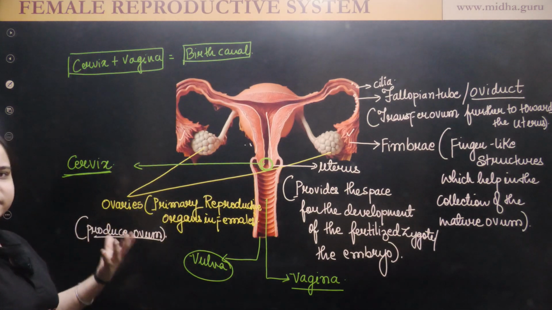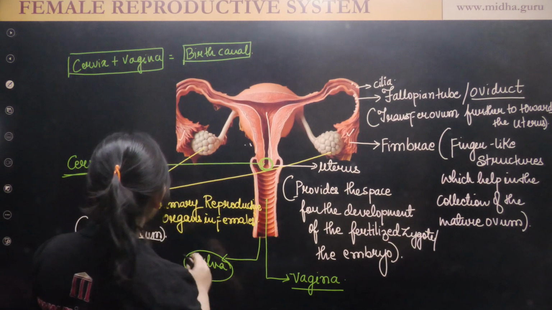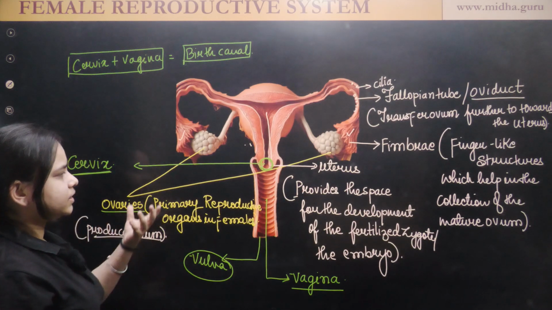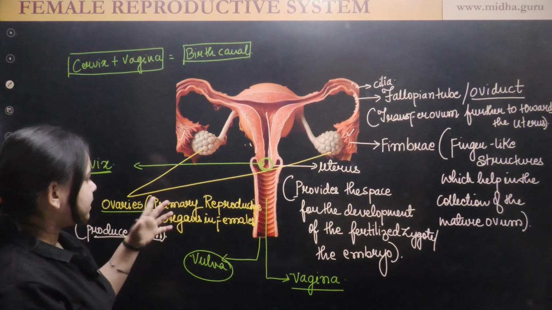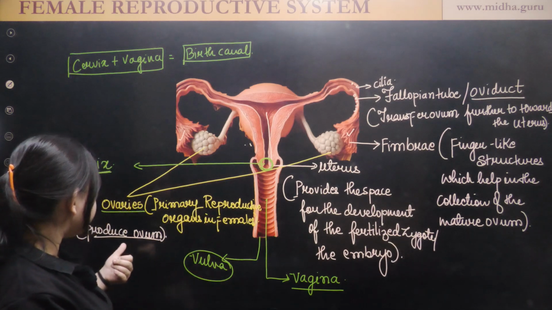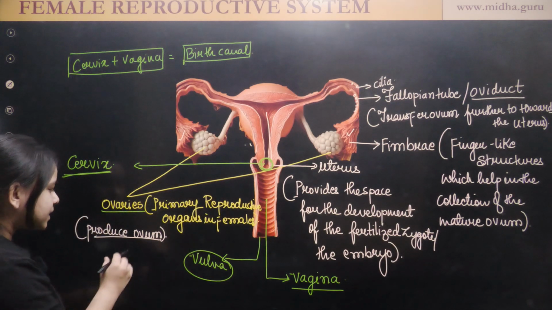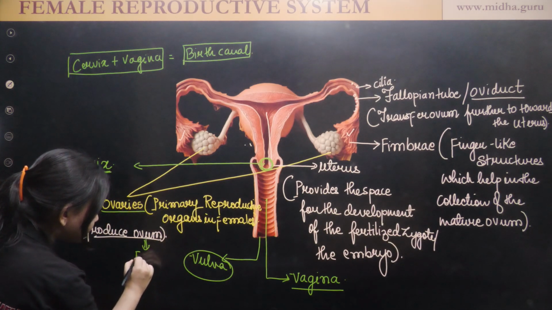Okay, so let's revise from the beginning. First we have ovaries. What do they do? They are basically primary reproductive organs in females. They produce ovum. These are the female gamete.